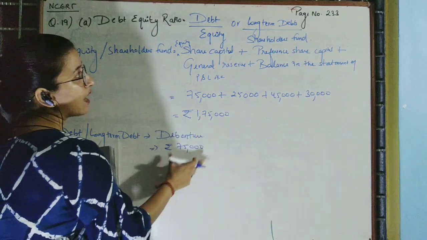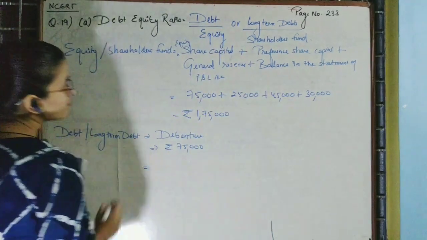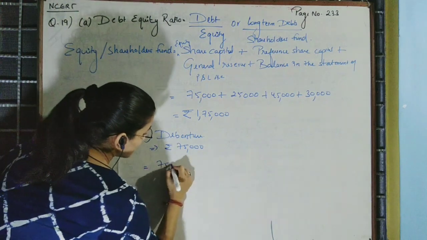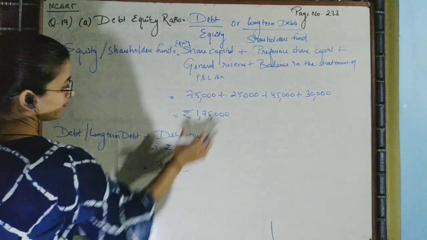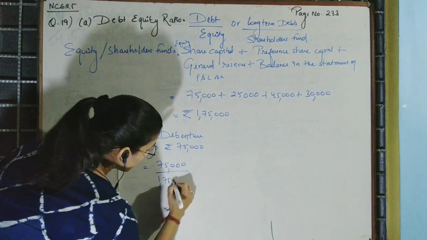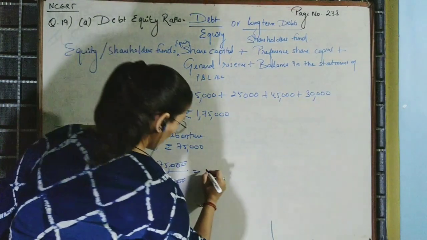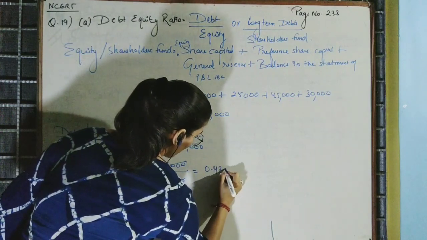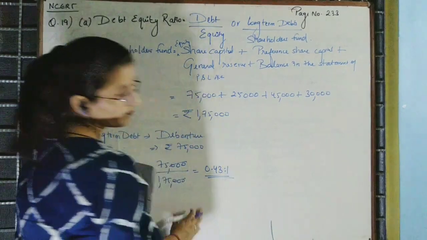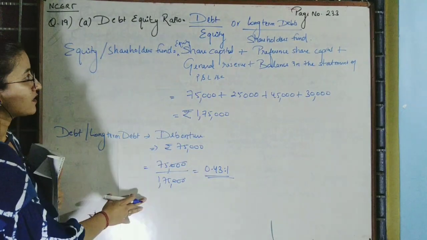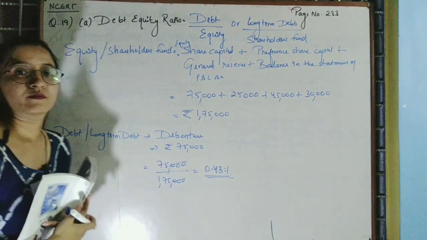Now we will put this amount in a formula. Formula is debt upon equity, that means 75,000 divided by 1,75,000. By dividing this, we will get the ratio of 0.43:1. So this is the debt equity ratio. This is how it is to be calculated.